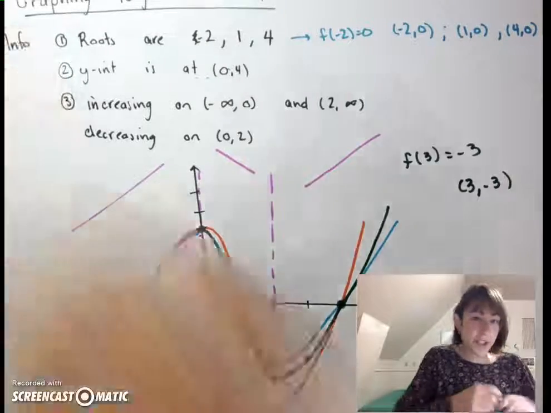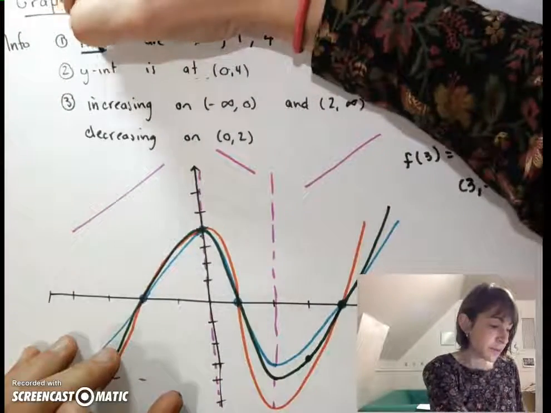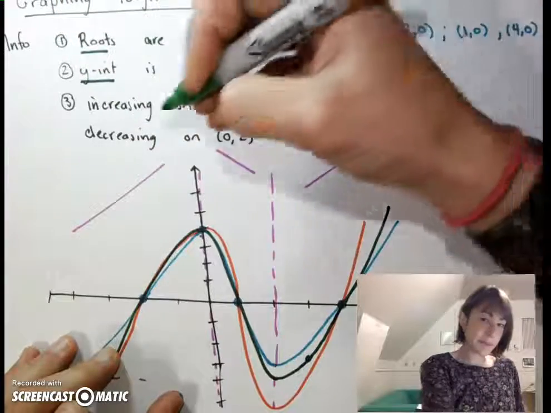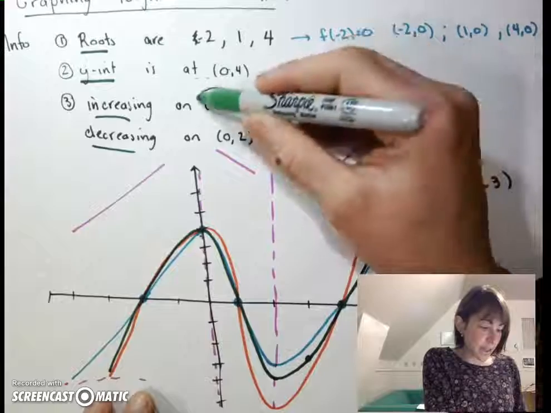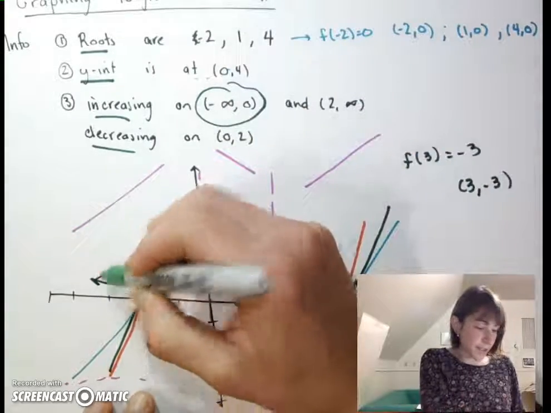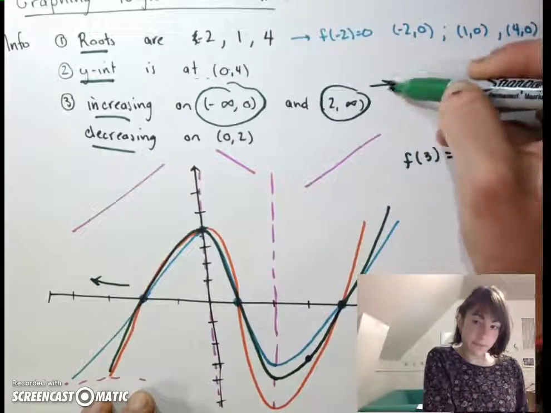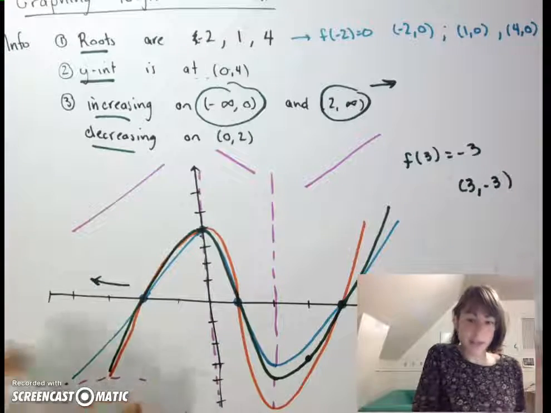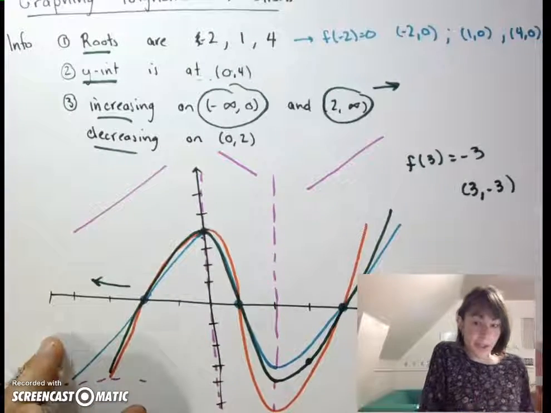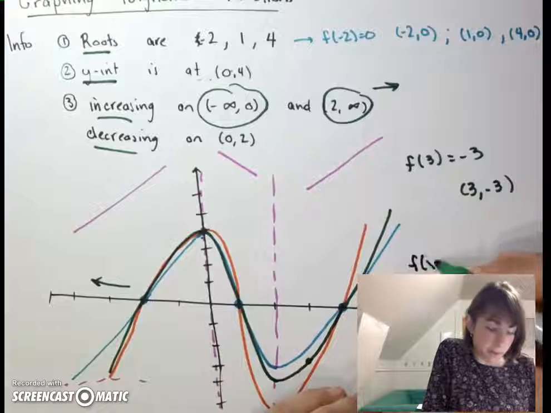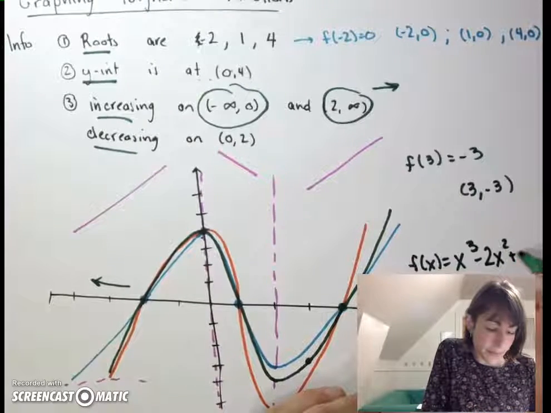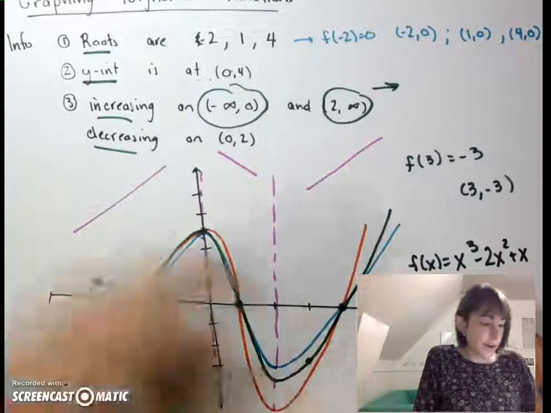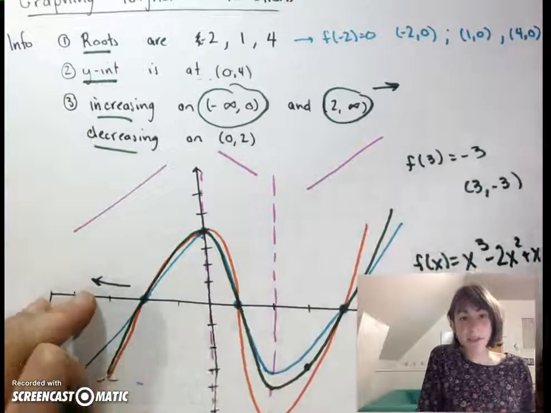So the information that's useful is roots, y-intercepts, increasing versus decreasing, especially what's happening as we go toward -infinity and +infinity, and maybe having some extra points. So given an equation, if I just gave you a polynomial like this, how could we get this information? That's what we're going to do next.